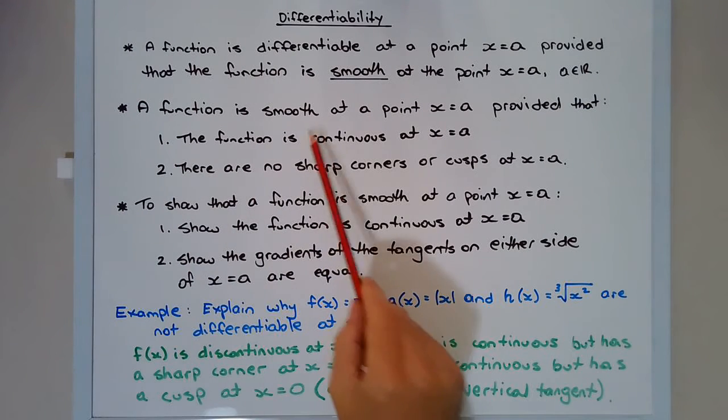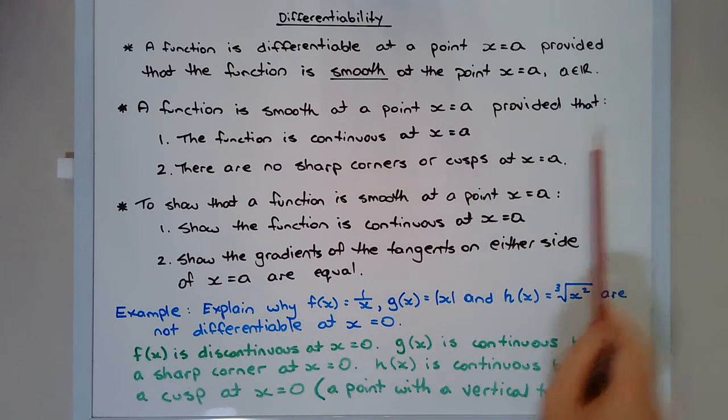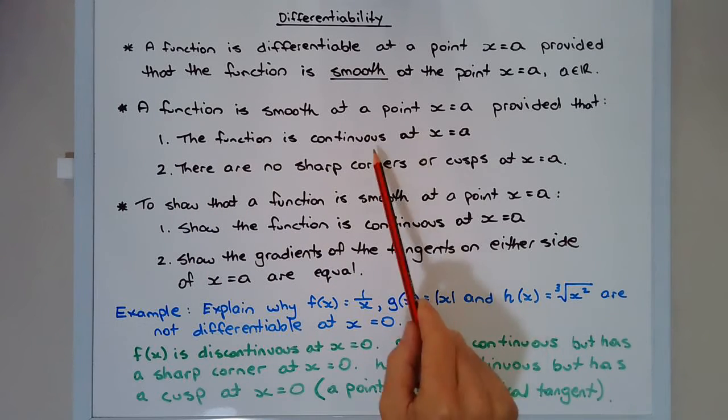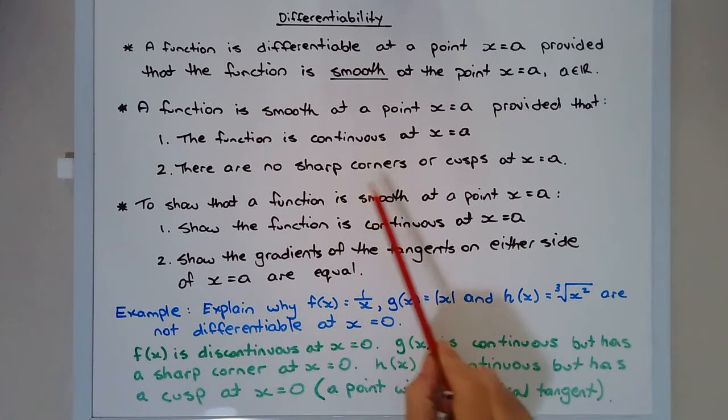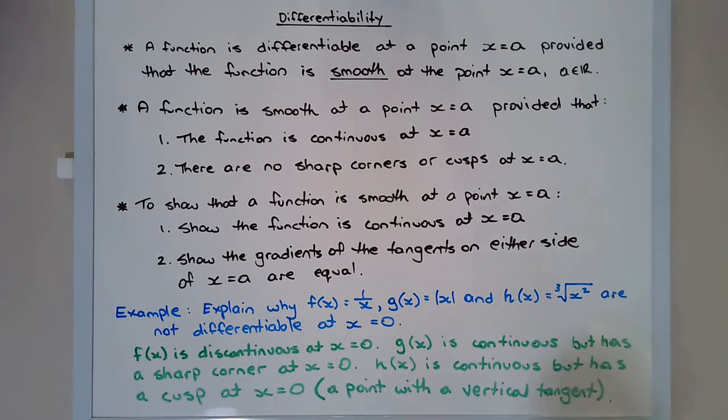A function is smooth at a point x equals a, provided that, number one, the function is continuous at x equals a, so there are no breaks or gaps. And number two, that there are no sharp corners or cusps at x equals a.